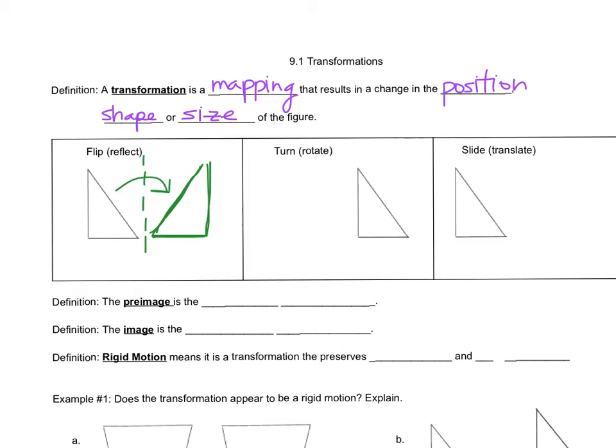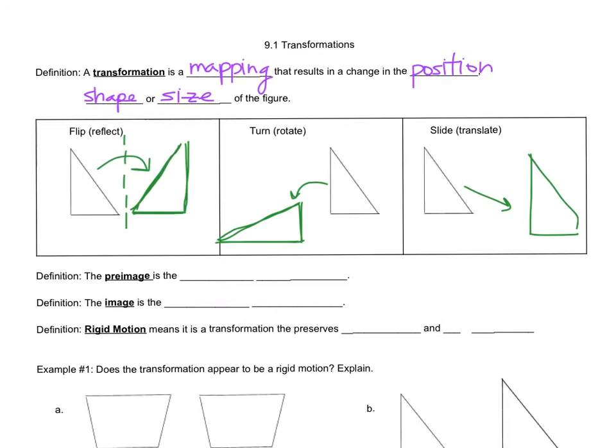The second one that you can do is a turn, also a rotation. So if I just turn this so that it looks like this instead, okay, that's one type of transformation. And then the last one, which I think is the easiest one, is a slide. It doesn't even change orientation or the tilt of it or anything. It just slides to a new spot. So it was here, it slides down, and now it's here. Okay, so slide or translation.